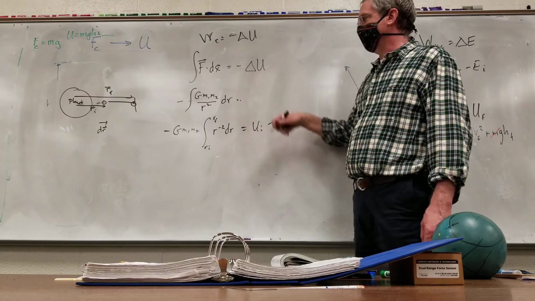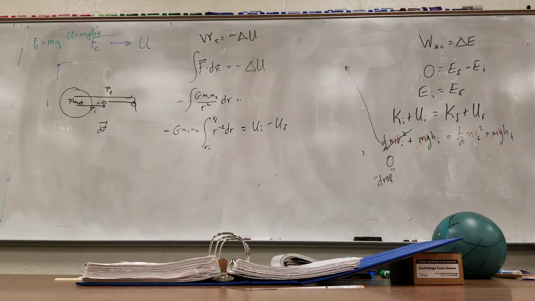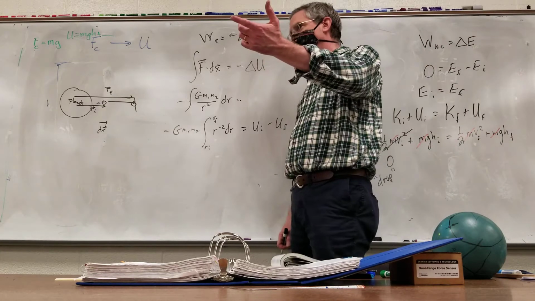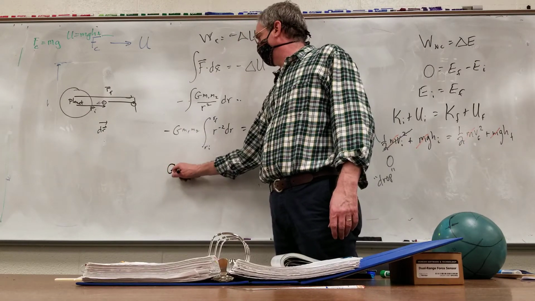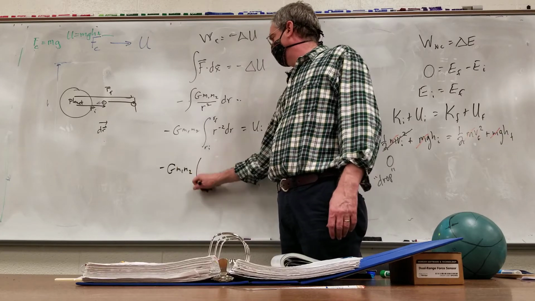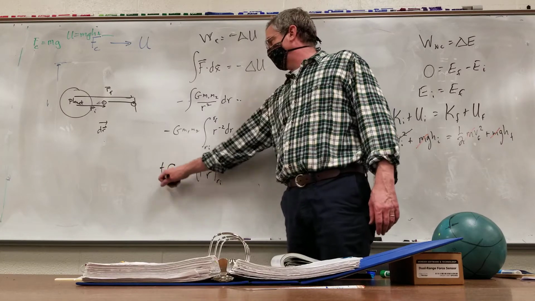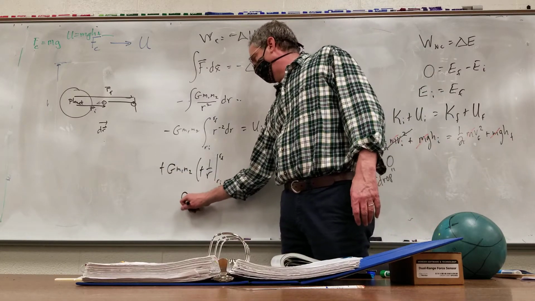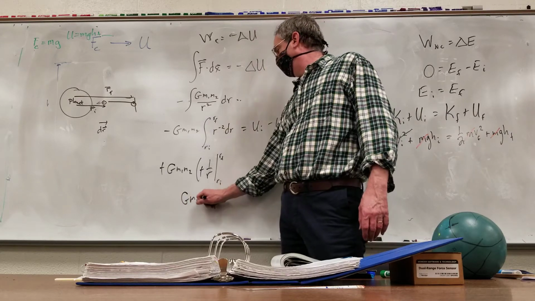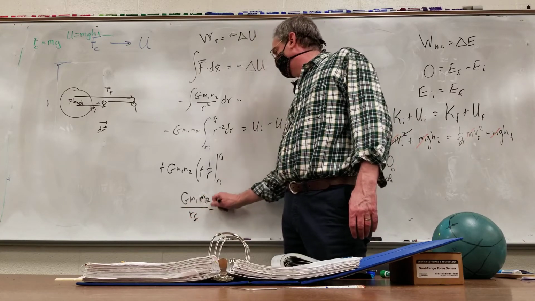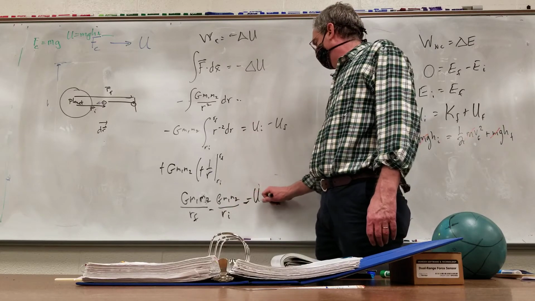Same reasoning as before. So what's the integral of r to the negative 2 dr? 1 over r. Close. Negative. Yes. So this becomes G mass 1 mass 2, negative 1 over r, from some initial to some final. The minus signs cancel out. So I'm left with G mass 1 mass 2 over r final minus G mass 1 mass 2 over r initial equals U initial minus U final.